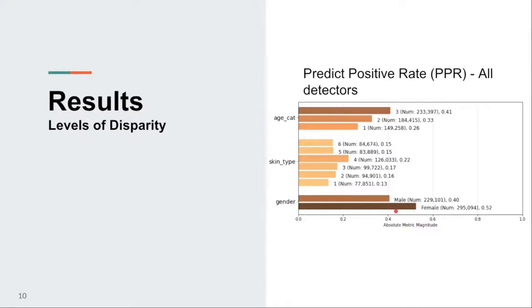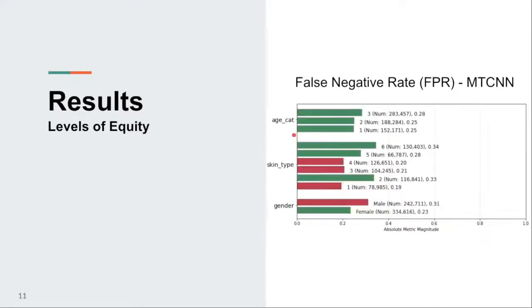The single observed difference was the MTCNN detector, which obtained a predicted positive rate higher than the other detectors for the female gender. In the levels of equity, the colors are based on the fairness determination for each attribute group. Green equals true and red equals false. We observe that the false negative rate for male gender and skin tone groups 1, 3, and 4 were considered unfair for the MTCNN detector.